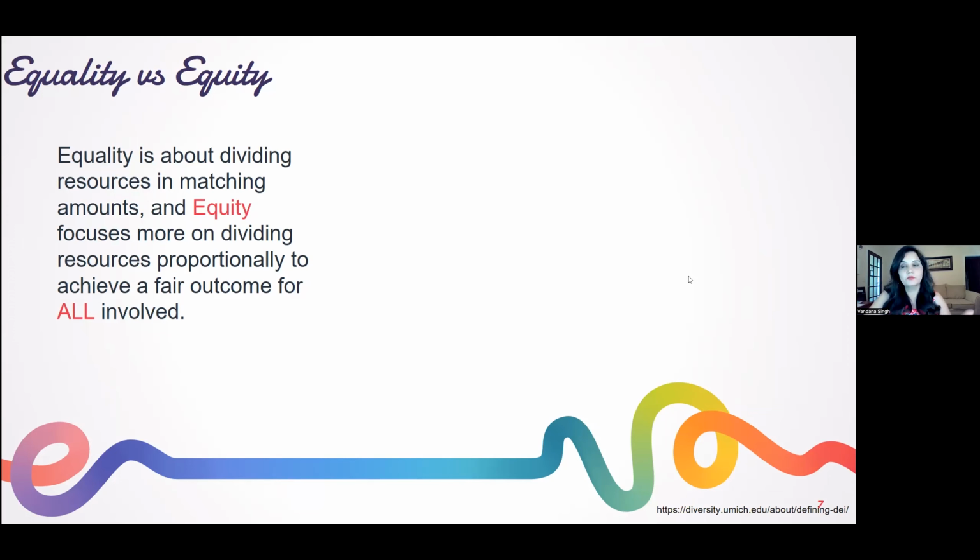When we are talking about equity, we are talking about dividing resources proportionally to achieve a fair outcome for all involved. So everyone who is involved in the process, do they have a fair chance of success? Do they have a similar chance of success? And for that, resource allocation needs to be adjusted.